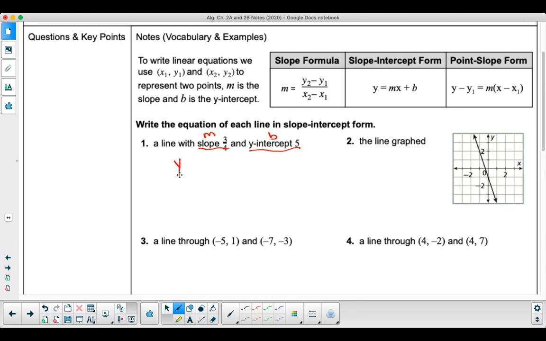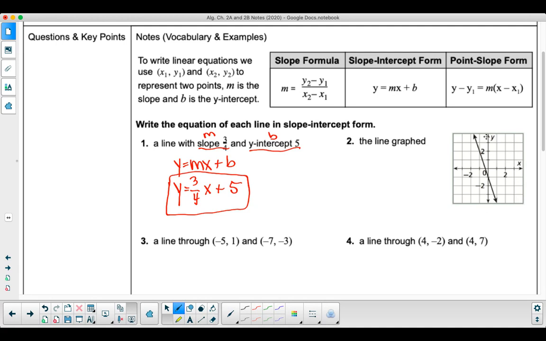So we're going to use y equals mx plus b. And substitute 3/4 in for m, x plus 5. So if you're given slope and y-intercept, you can use slope-intercept form. Slope, y-intercept, slope-intercept form.